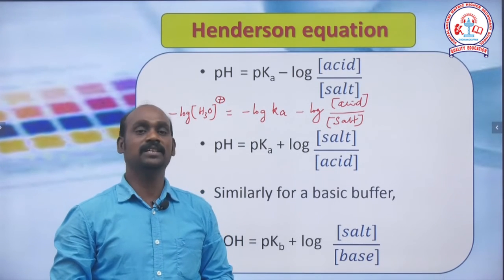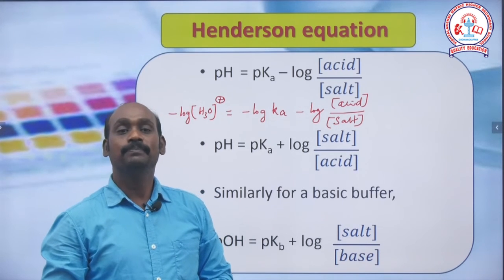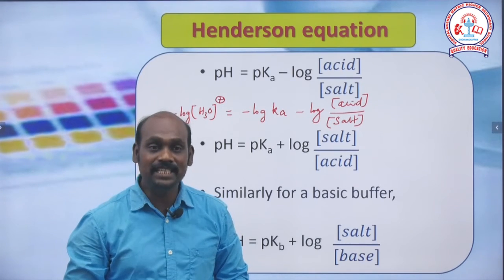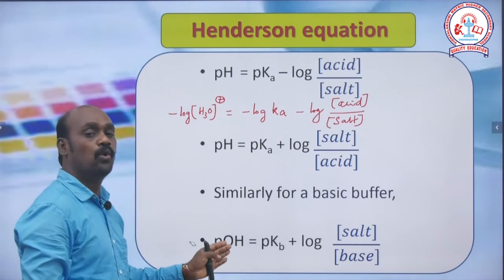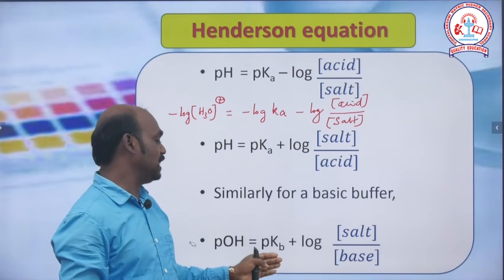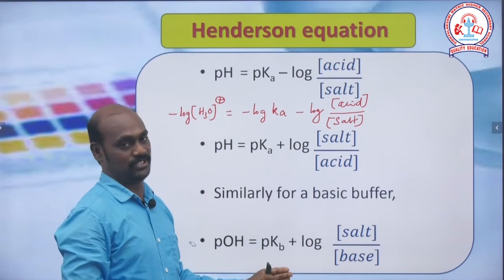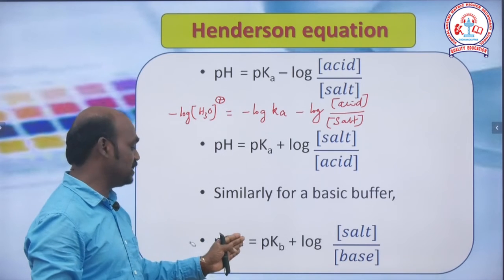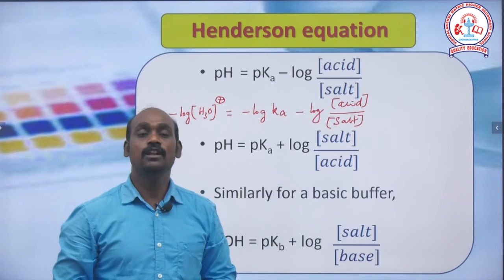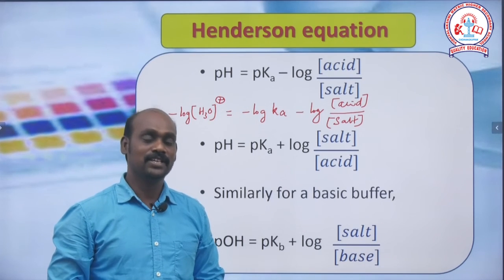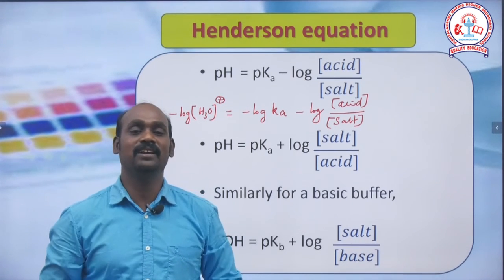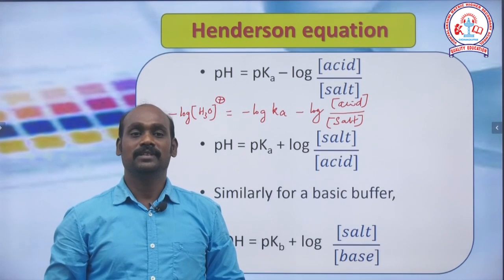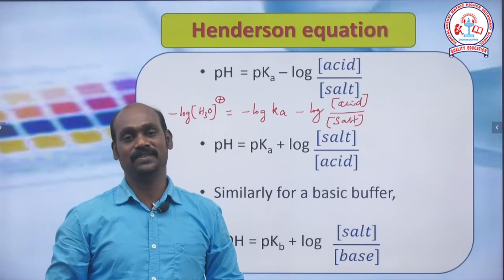Similarly, by the same method we can derive the pOH value. The Henderson equation for basic buffer is pOH equal to pKb plus log salt by base. Okay. So, the Henderson equation for basic buffer is pOH is equal to pKb plus log salt by base. So, these are the equations for determining the pH and pOH values for acidic buffer as well as basic buffer.